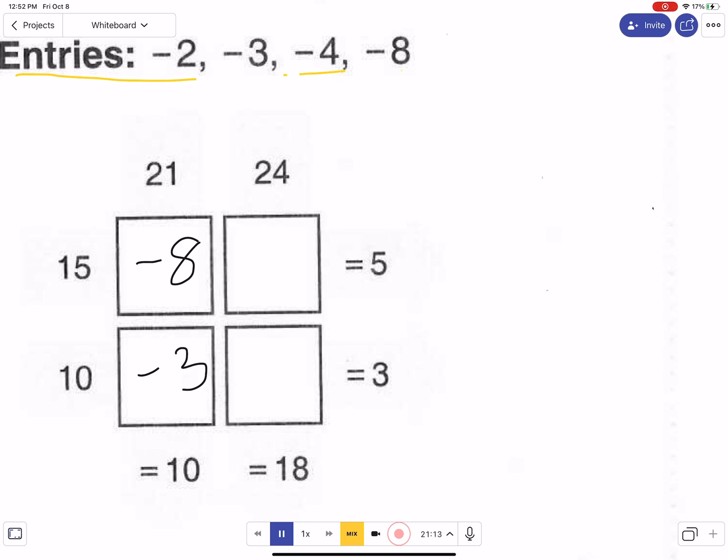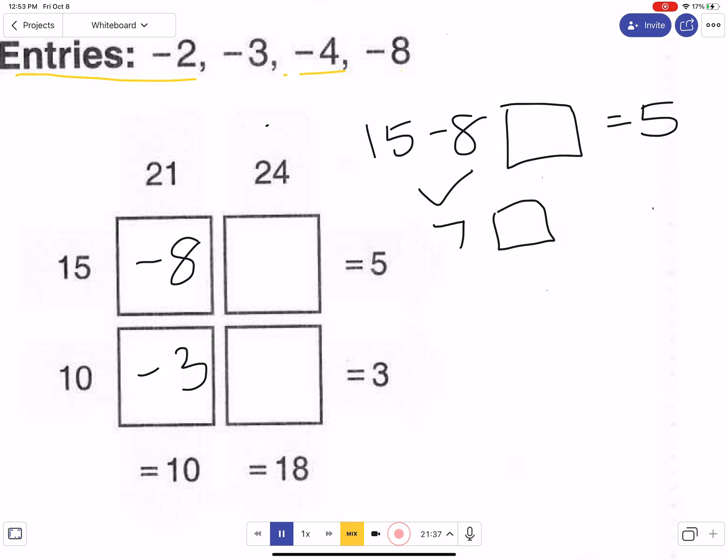Okay, so now let's go over this column. So to get from 24, or actually, no, I think doing the row next would be easier since we already have one number. So let's do this row. So 15 minus 8 with a mystery box equals 5. So 15 minus 8 is 7. So to get from 7 to 5, what do you do? If you said -2, you're correct. So -2 wouldn't be in this box. So 7 minus 2 is 5. So -2 would go right here.